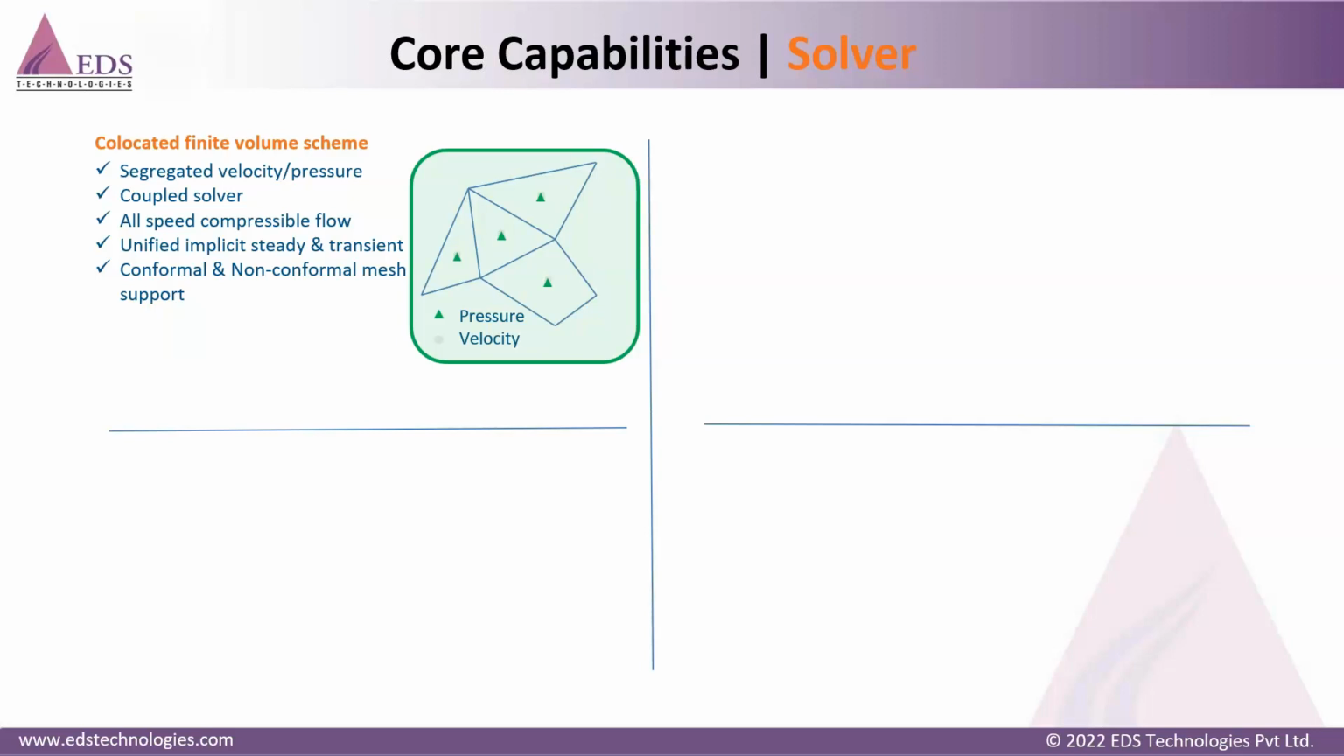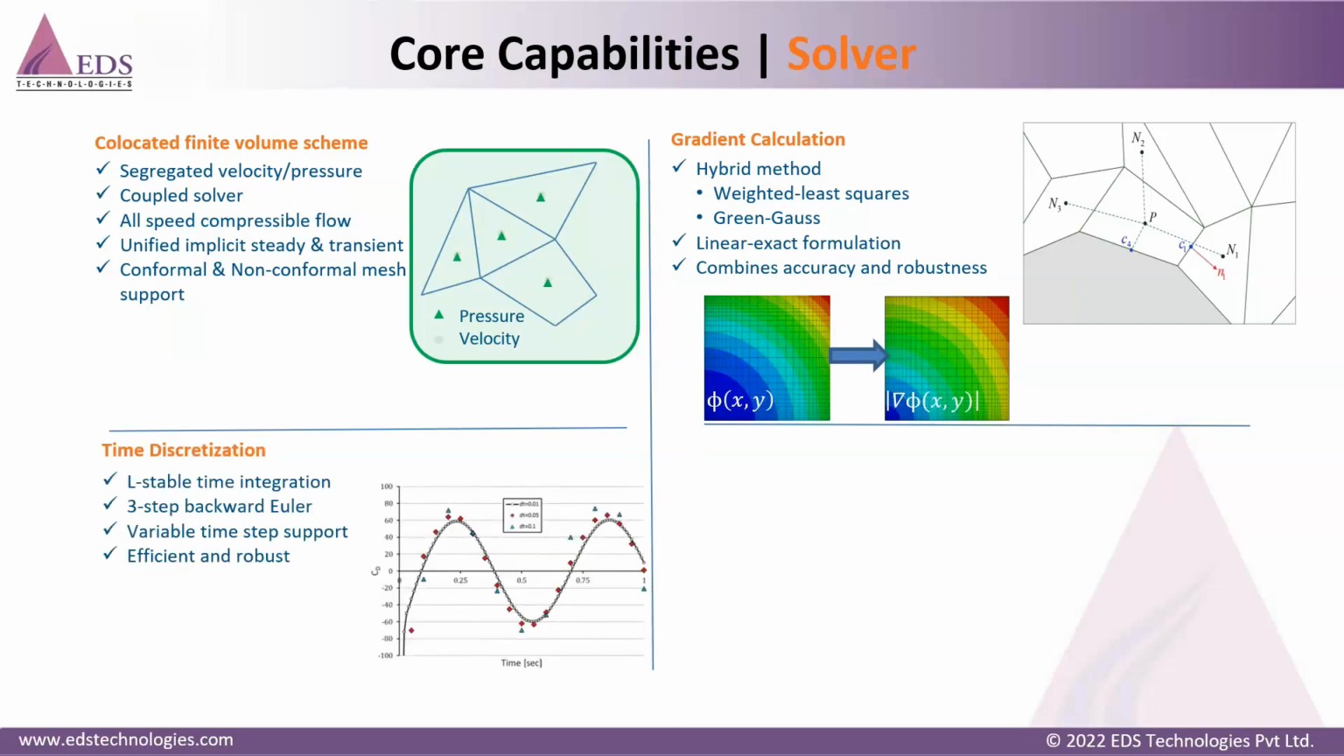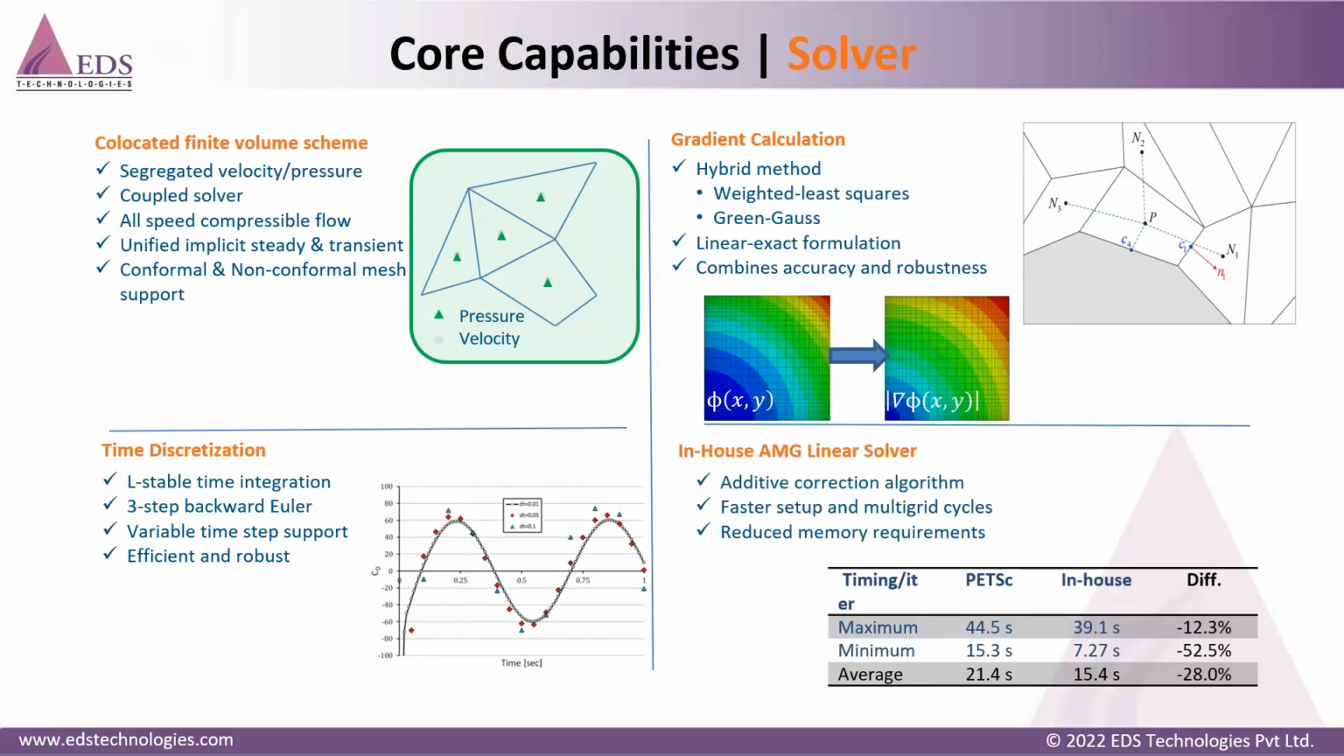We also have conformal and non-conformal mesh support, which is automatic. We also have a gradient calculation for hybrid method, like weighted least squares or Green-Gauss linear exact formulation, which combines accuracy as well as robustness. And coming to the time discretization, we have the L-stable time integration. We also have the three-step backward Euler. We have variable time step support, and all these solvers are highly efficient and robust.